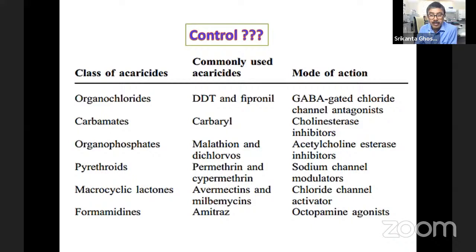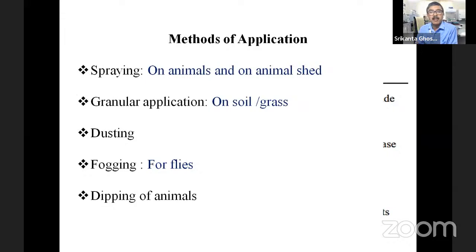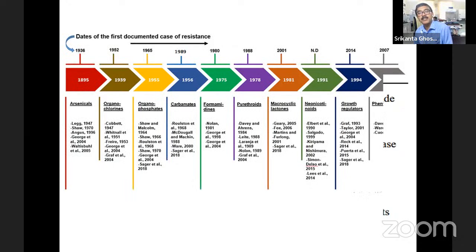These are applied by spraying, sometimes on soil and grass, as a general application. Dusting is also done. Fogging for flies is done. Dipping of animals is also done. These are some of the methods. What is happening? This is the most important point: why do we need natural or herbal formulations? For that, I am giving this information.